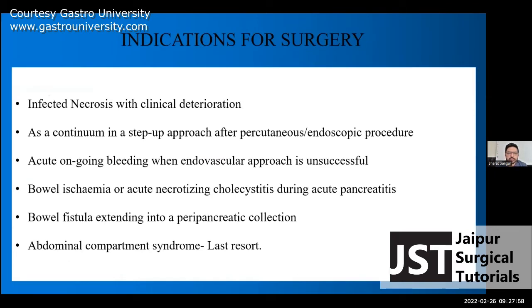Coming to the indications for surgery, which can be either minimally invasive or open. First is definitely the infected necrosis with continuing clinical deterioration. Also as a continuum in a step-up approach, after a percutaneous or endoscopic procedure. If the patient has an acute ongoing bleed, when the endovascular approach or embolization is unsuccessful, a patient presenting with bowel ischemia, a bowel fistula extending into the peripancreatic collection leading to persistent sepsis, and also acute pancreatitis with abdominal compartment syndrome.